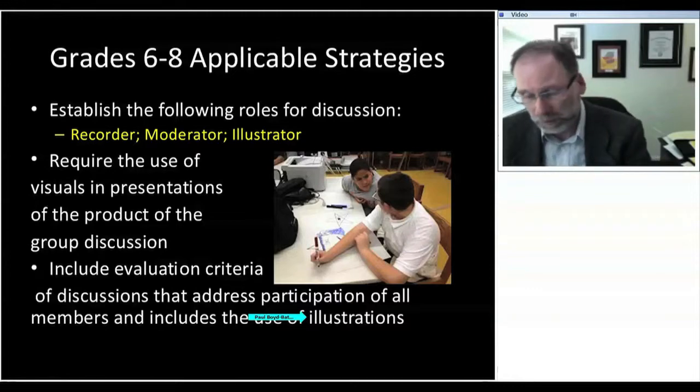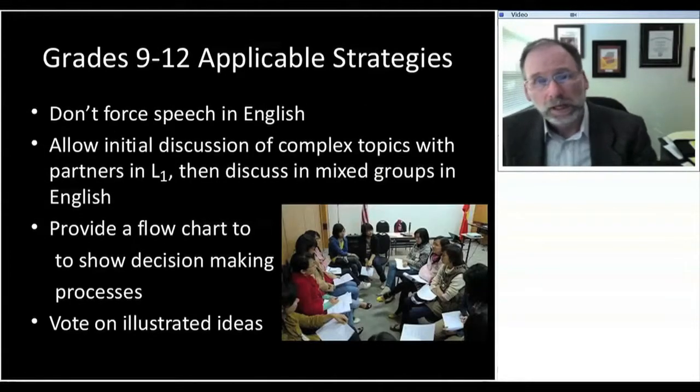Let's move on. With our upper grades, our preparatory schools, as I've got them in the United States, we refer to 9th through 12th grade. We don't want to force English. We don't want to force speech. We want to allow those opportunities for students to deal with complex topics using their own language first, and then discussing in mixed groups in the language that we're teaching, oftentimes in English.